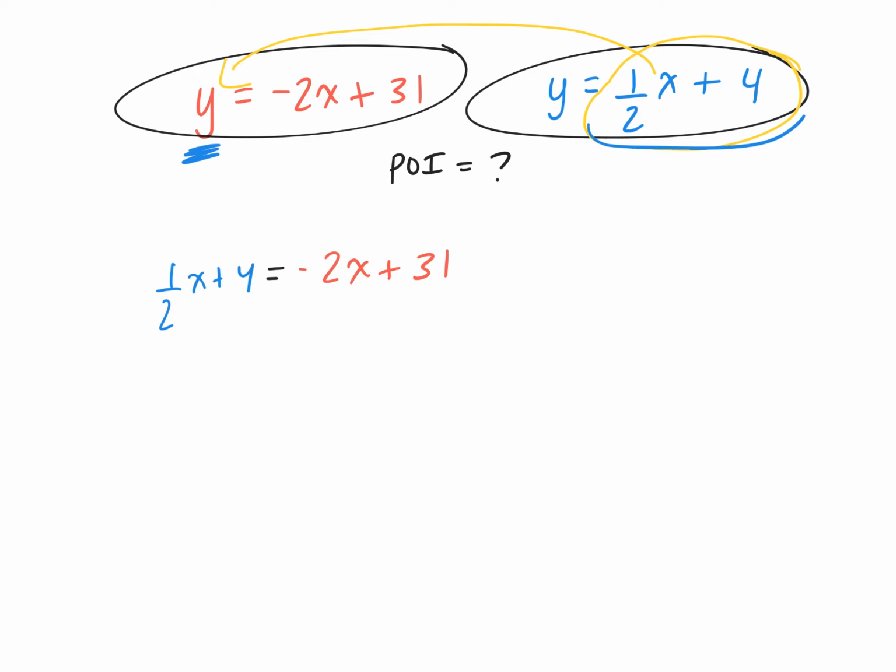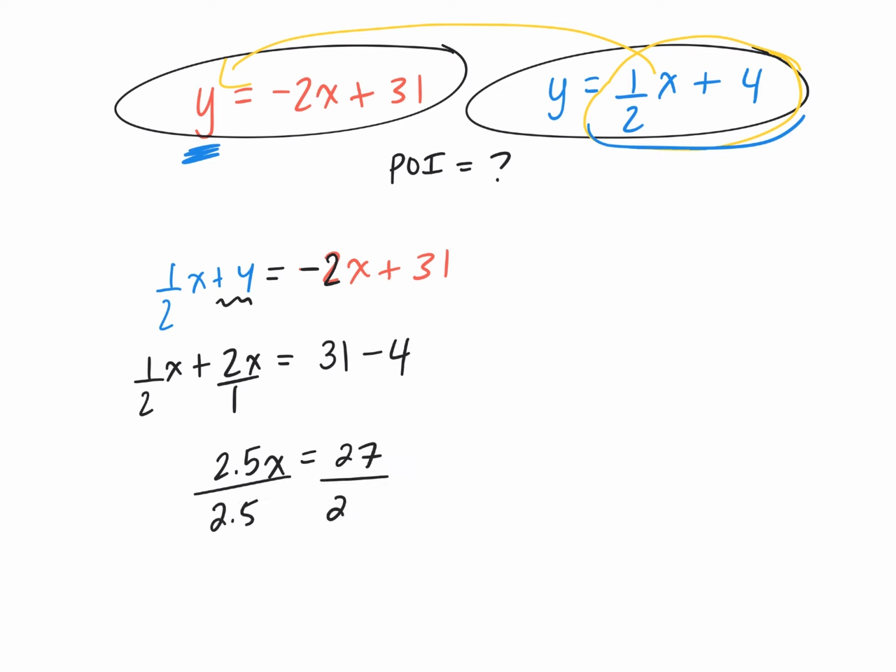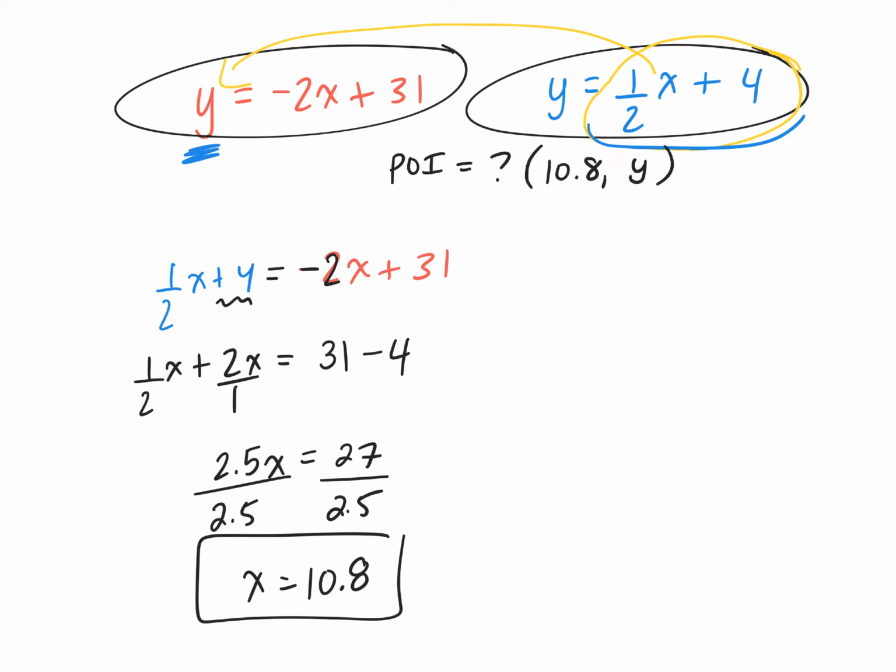Now we need to rearrange the equation and isolate x. Okay, so rearrange the equation: 1 over 2x, negative 2x becomes positive 2x, 31, and then positive 4 becomes negative 4. What's a half plus 2? So I'm going to write it as a decimal, 2.5x, right? 2.5x equals 31 take away 4. Divide by 2.5, divide by 2.5, x equals, yeah. So for the point of intersection, I know that it's located at 10.8 something.